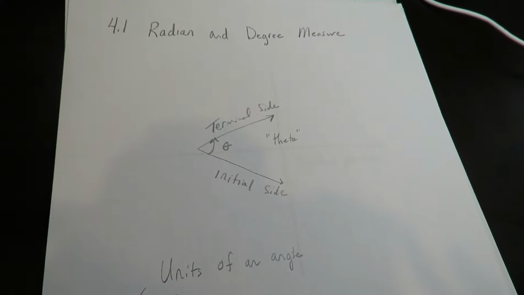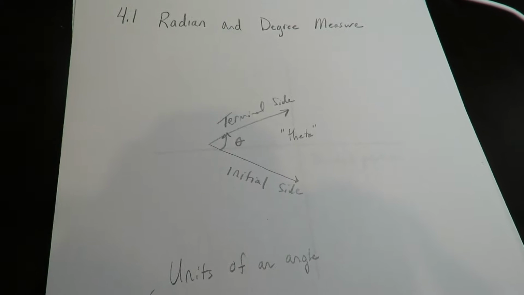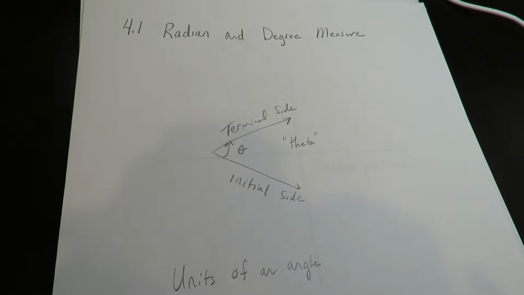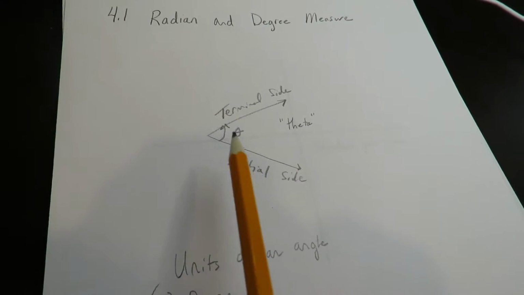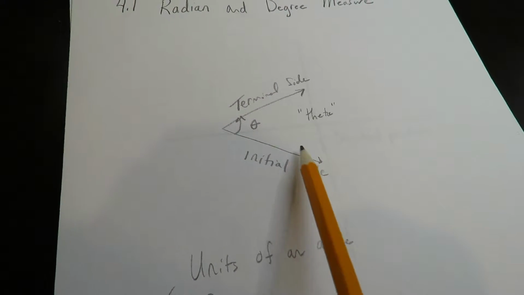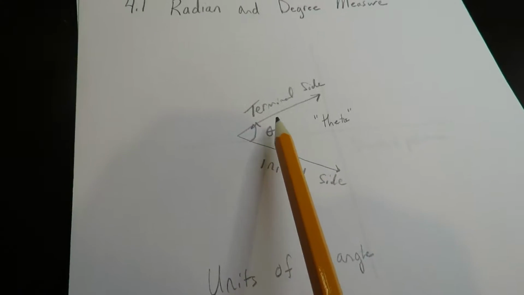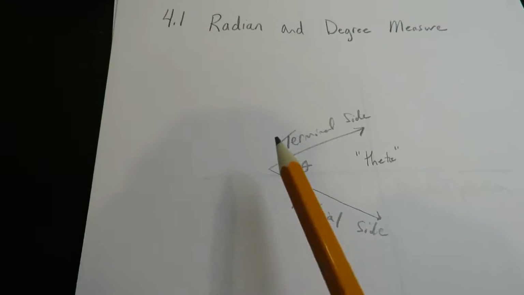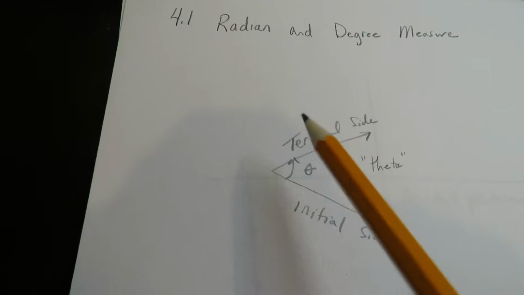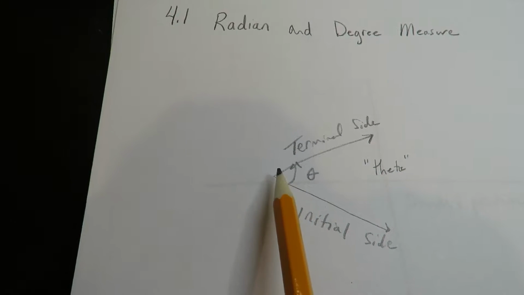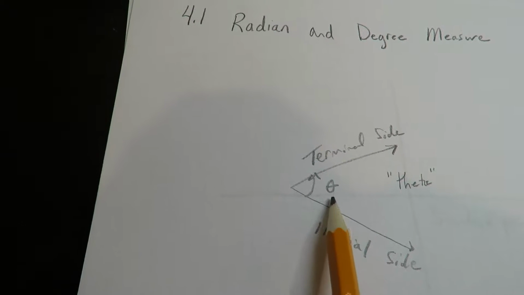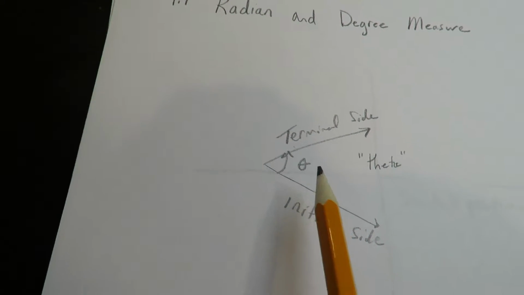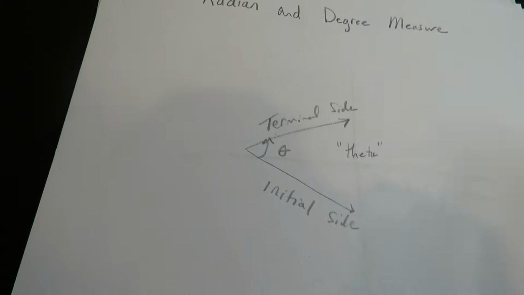Hi Pre-Calc. Today we're going to do 4.1, which is radians and degree measure. The idea is that we have an initial side that we are going to rotate a certain amount to a terminal side. So you have two vectors connecting here to make an angle. We rotate from the initial side to the terminal side to get an angle of theta.